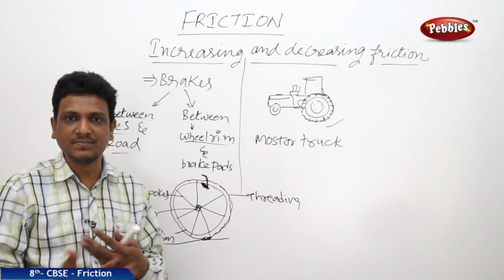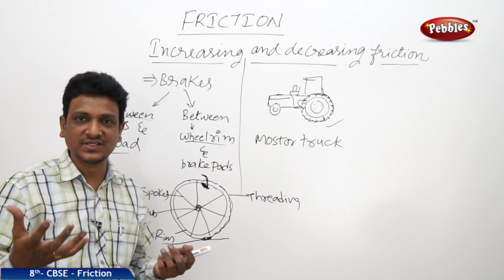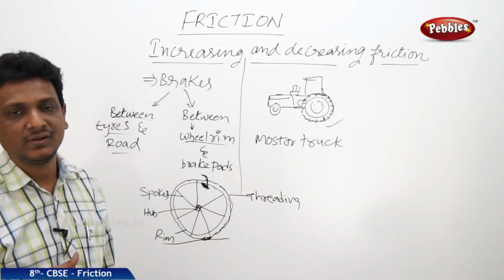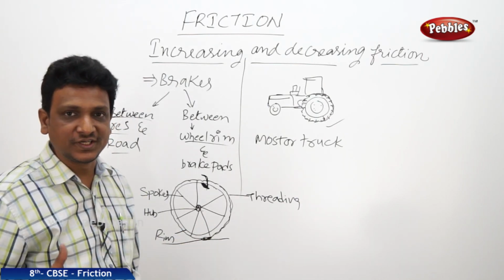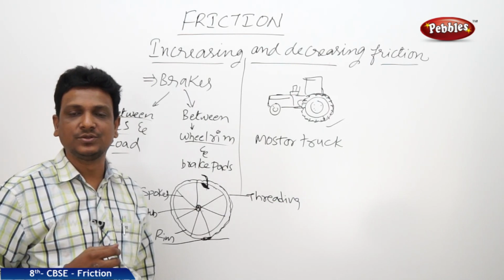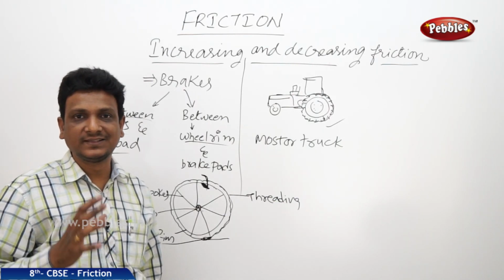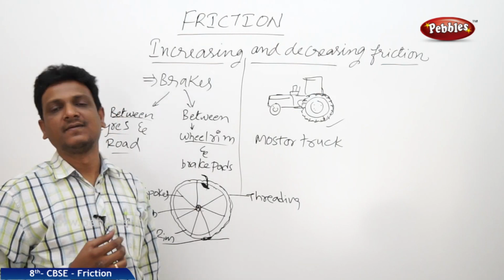Otherwise, as they are playing, their hands may be sweating. Because of the sweat, the person may slip off. So to get more friction, they apply soil to their hands. So these are the ways by which we can increase the friction.